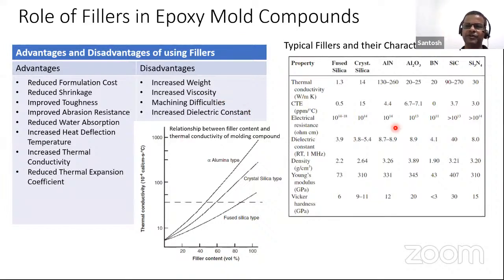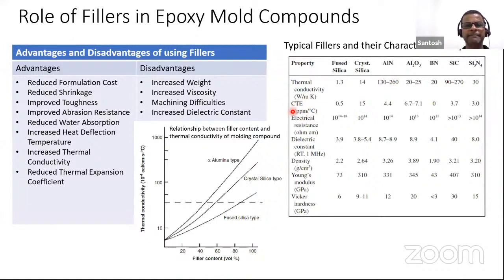So basically in this table, I'm showing some of the comparison between different types of fillers. You can see fused silica in terms of conductivity is very low, 1.3. This is one of the disadvantages. Crystalline silica has good conductivity around 14, but the difference is crystalline silica is carcinogenic. So in terms of health benefits, this is not something highly recommended to put in the packages. Aluminum nitride, you can see it has a very high conductivity. So whenever a package requires high conductivity, aluminum nitride is a preferred filler to use in the mold compound.